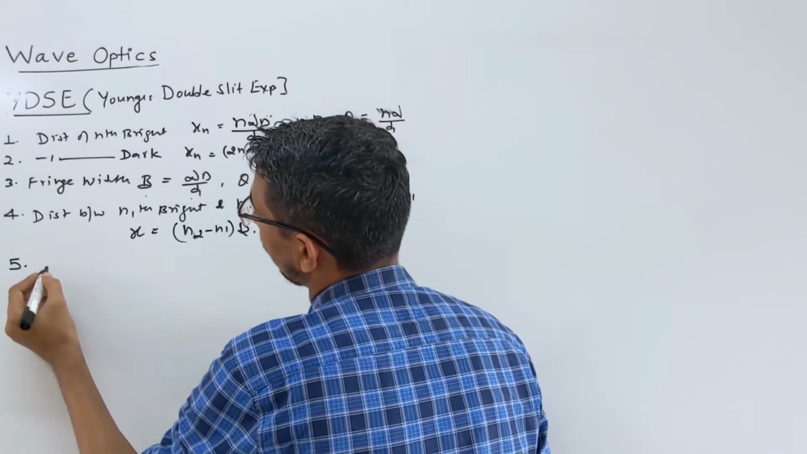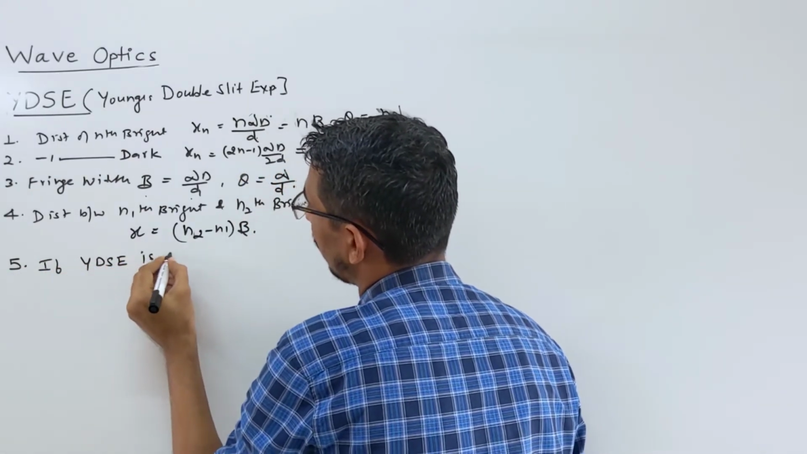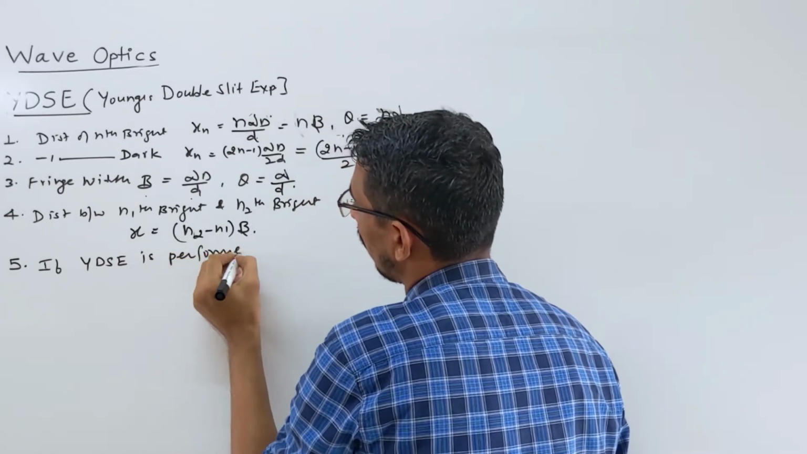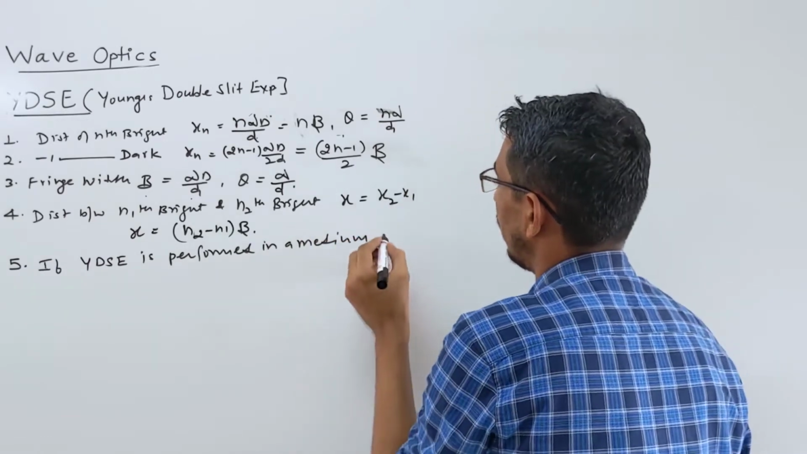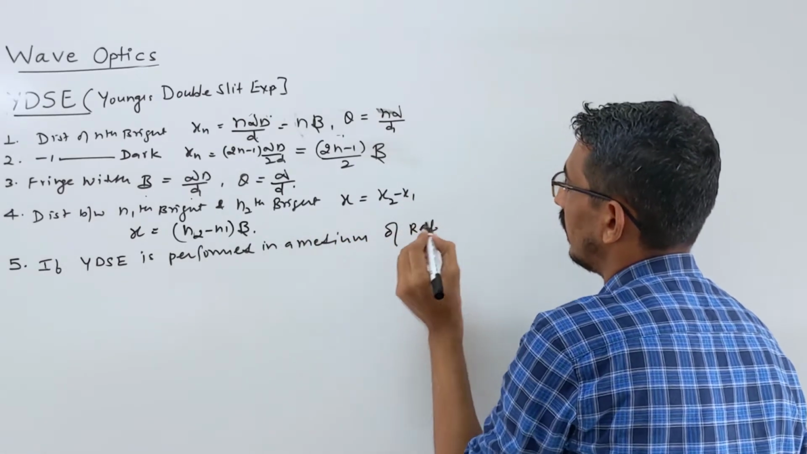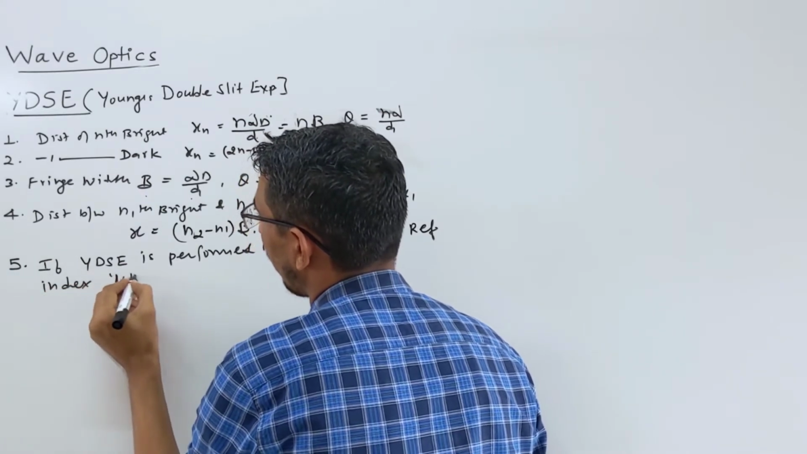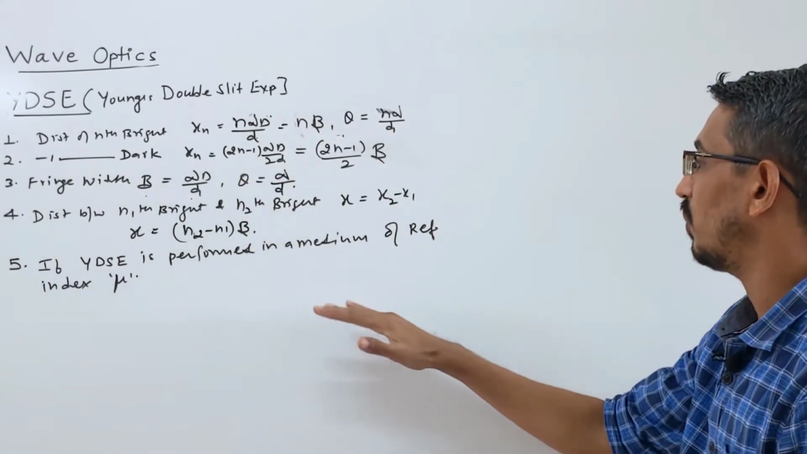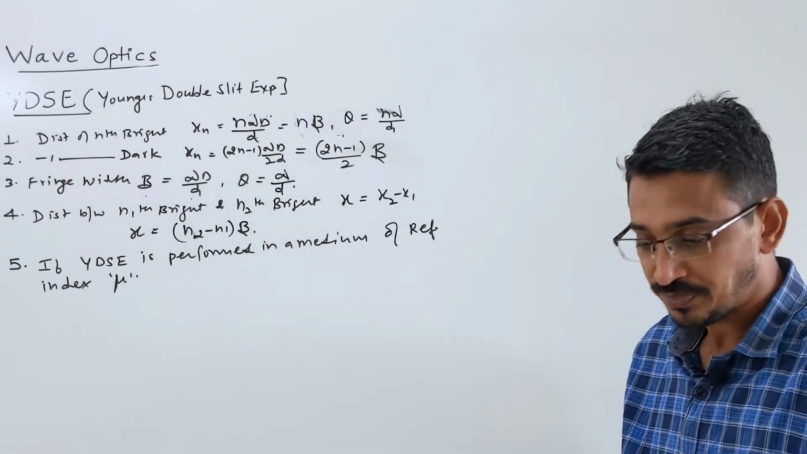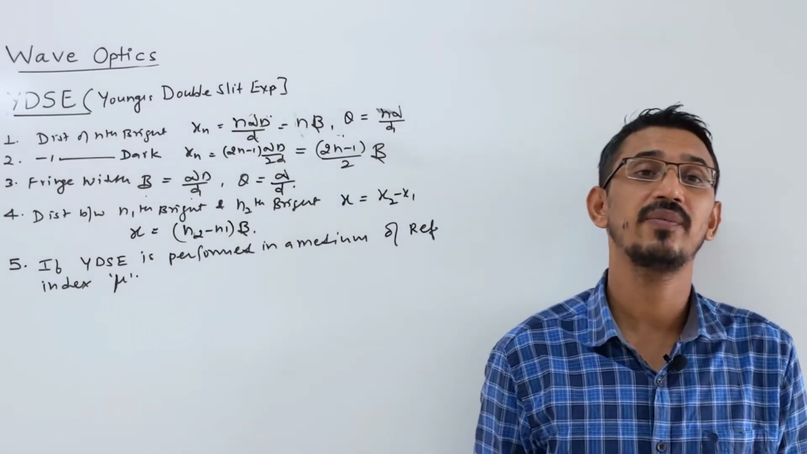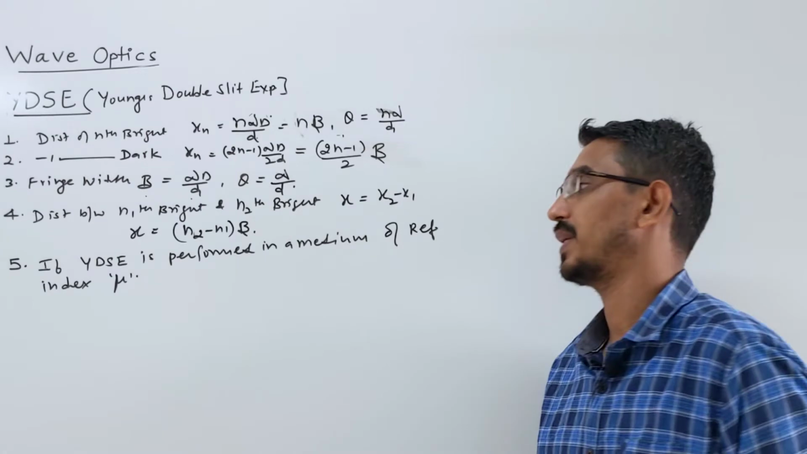You also write: if YDSE is performed in a medium, say of refractive index mu. If YDSE is performed inside a medium, we are doing this test inside a medium which has a refractive index of mu. So in the last chapter what we have learned is that when light goes into a medium, its wavelength will be reduced by what? Mu times. So what happens inside the medium?